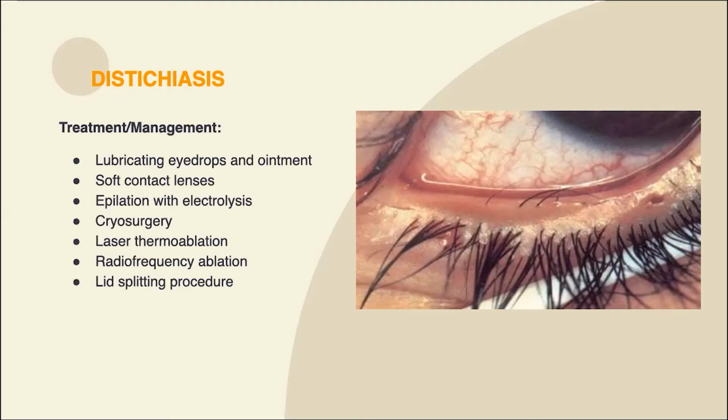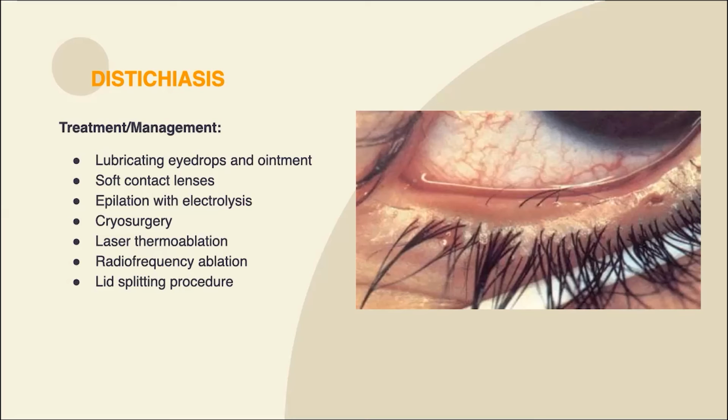Treatment would include lubricating eye drops and ointment, soft contact lenses, epilation with electrolysis, cryosurgery, laser thermoablation, radiofrequency ablation, and lid splitting procedure. Epilation with electrolysis is useful in treating small numbers of isolated or focal areas of distichiasis. It may be done under local anesthesia, but general anesthesia may be required in children. Cryosurgery may be done to treat wider areas of distichiasis.